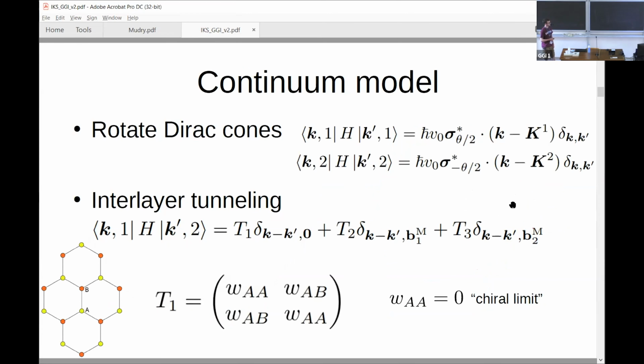Okay, so this is this form of the interlayer tunneling, and these T1, T2, T3 matrices are matrices in the sublattice space. Remember that this hexagonal lattice has got an A and a B sublattice, and so this WAA is hopping from the A sublattice of the top layer to the A sublattice of the bottom layer, and WAB is between the A sublattice of the top layer and the B sublattice of the bottom layer. And in particular, there's a certain limit where I switch off the AA hopping, which is called the chiral limit, because in this limit, the Hamiltonian has an additional chiral symmetry. So this will be important later on.